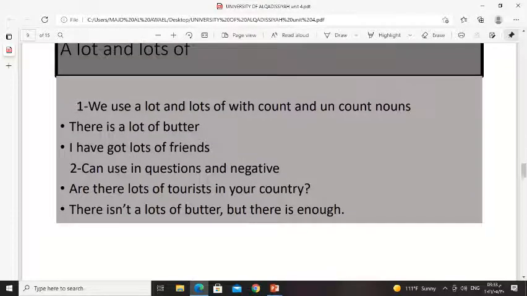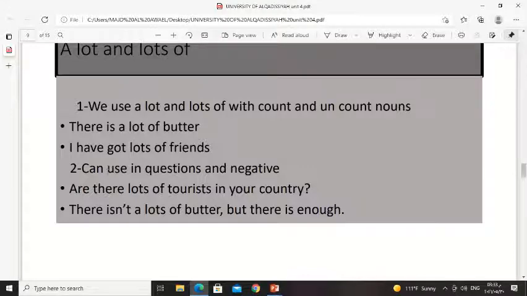A lot and lots of. We use a lot and lots of with countable and uncountable nouns. There is a lot of butter. This is uncountable. I have got lots of friends. This is countable. It is the same. A lot and lots of. Lots of مع الجمع و a lot مع السنجل.